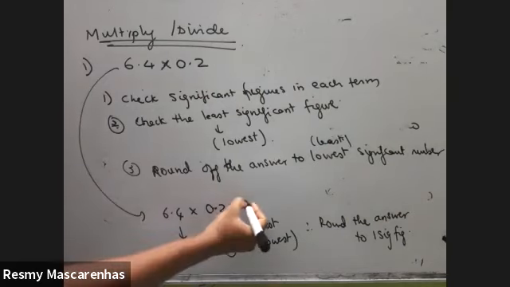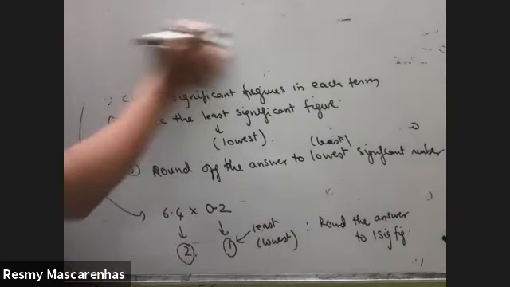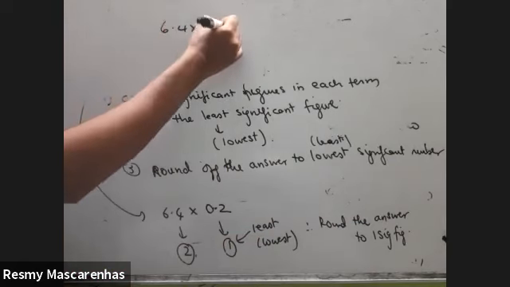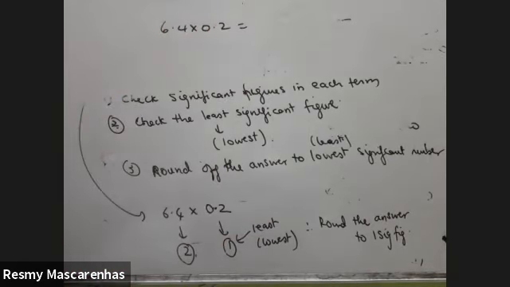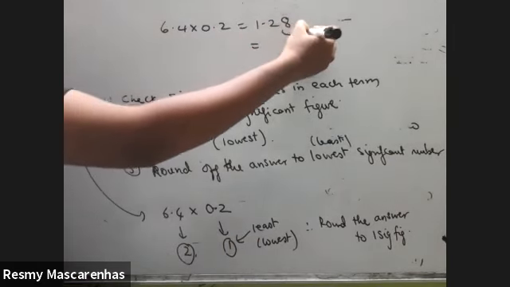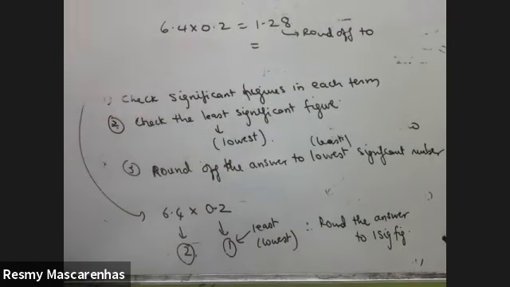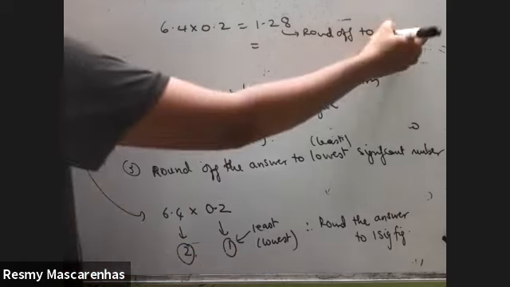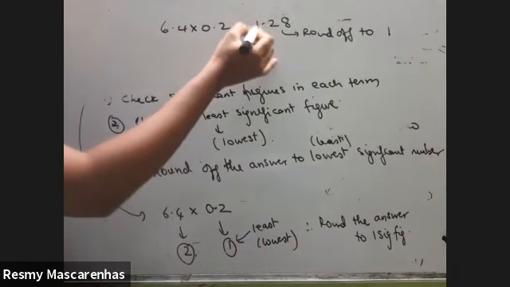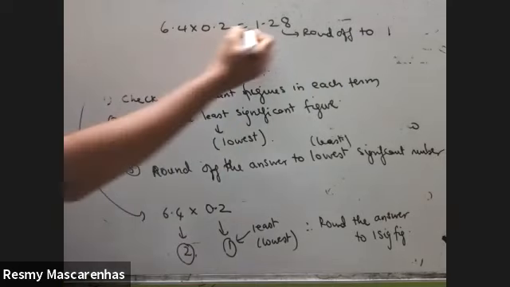So multiply the numbers and you'll get some answer. 6.4 into 0.2 will give you 1.28. But I don't have to write this. You have to round off to how much? They will not tell you. You have to know by looking at this. The lowest is 1. I want only this one. I want up to here.